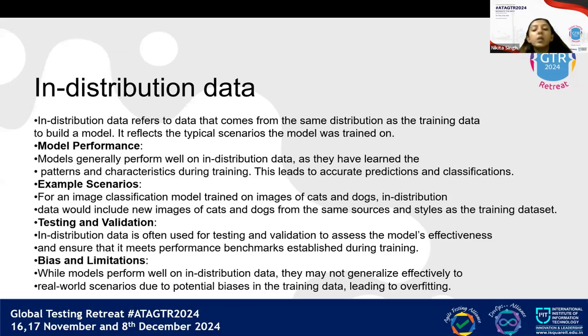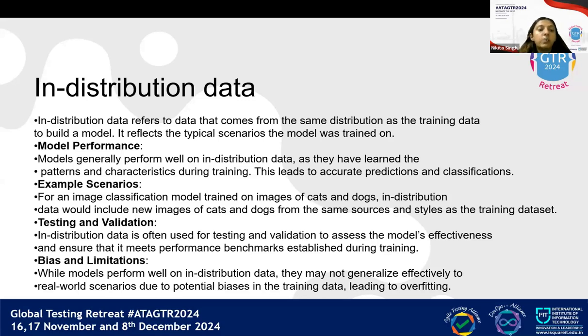So the challenges will occur when out-of-distribution data comes into the picture, because the model is designed on in-distribution data and you are trying to test it using out-of-distribution data. The model will not be able to identify the pattern and the characteristics, and it won't give you the exact result. So that is the difference between both.